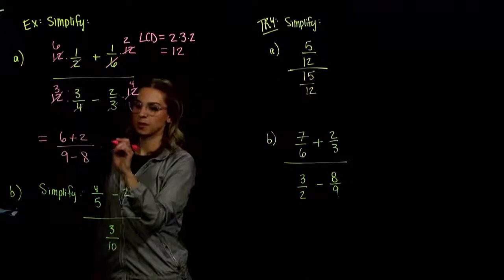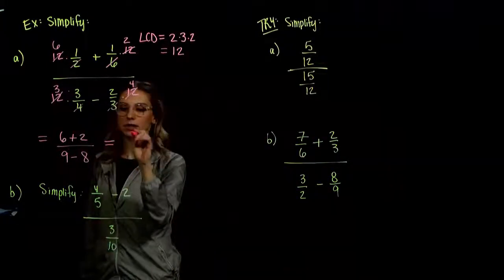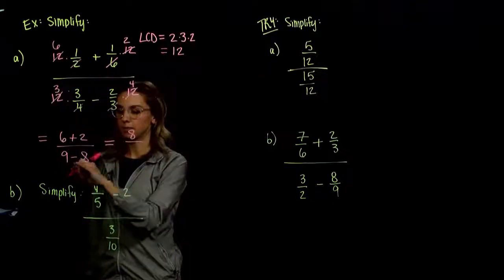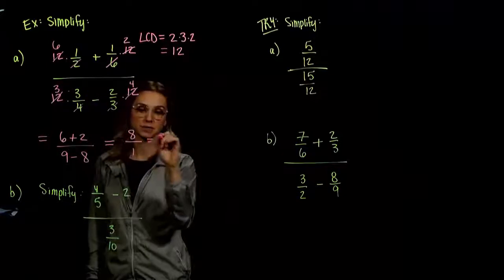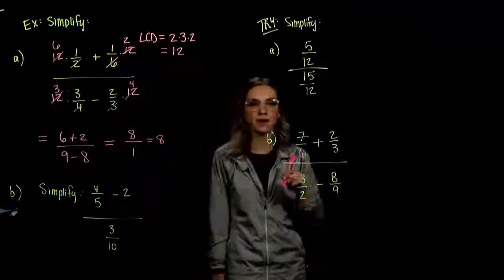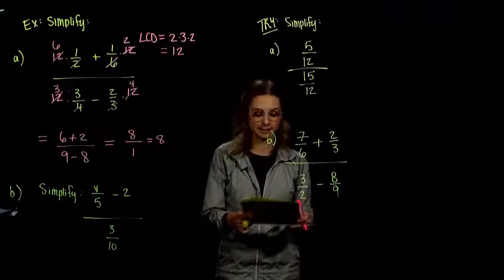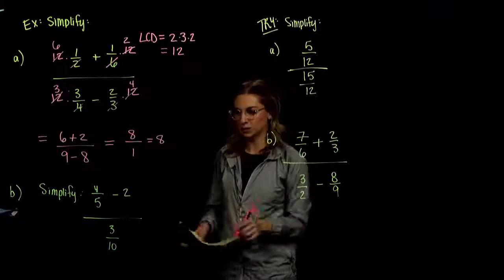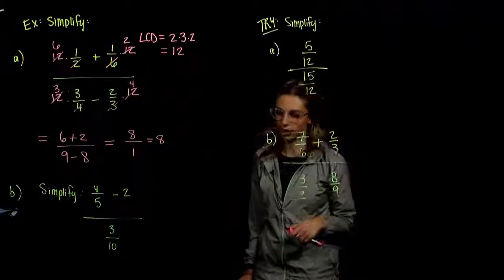So now that we've simplified, let's just combine across the top and across the bottom. 6 and 2 together gives us 8. 9 minus 8 gives us 1. 8 divided by 1 is really just 8. So we simplified that ugly, complex fraction down to 8. So it's going to be the same story on this bottom fraction down here, bottom complex fraction.